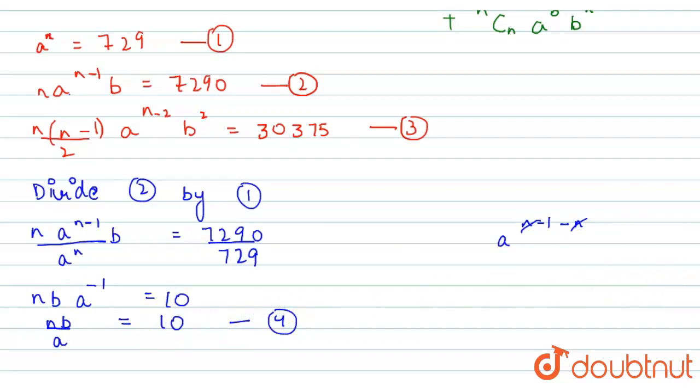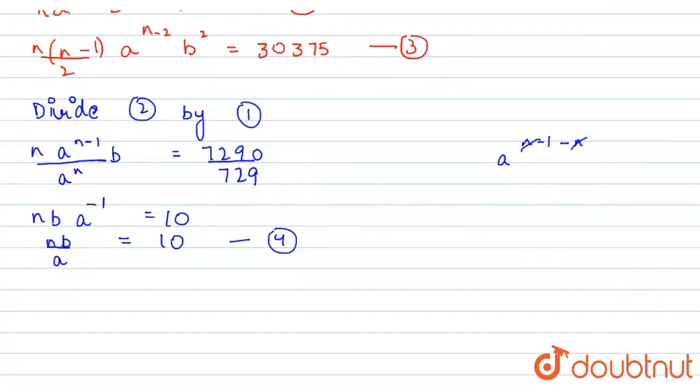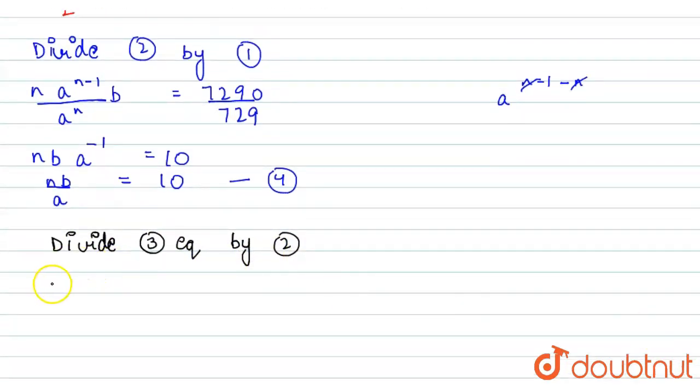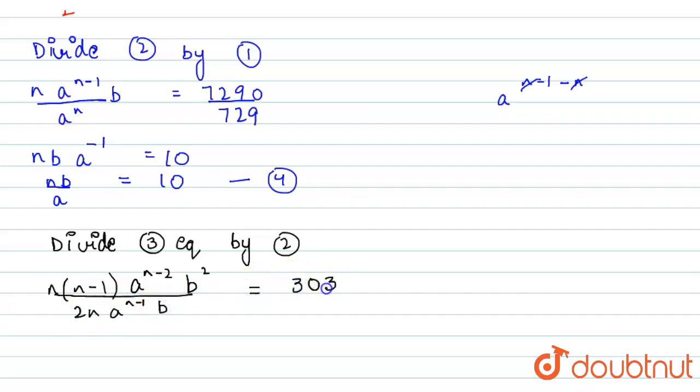Now we divide the third equation by the second. How do we divide? Let's see. The third equation is n(n-1) a^(n-2) b^2 upon 2, divided by n a^(n-1) b, is equal to 30375 divided by 7290.